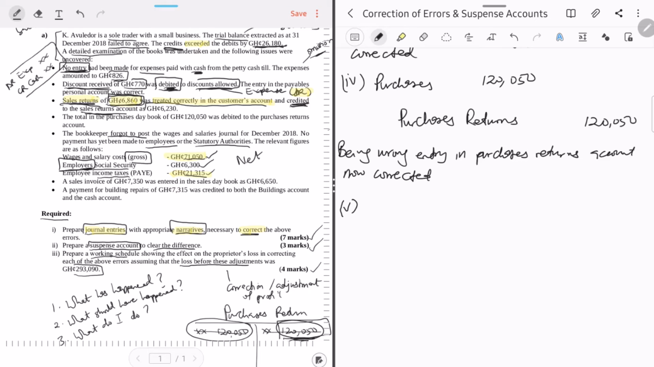Since they have not recorded this at all, our first task would be to make a credit. So we are going to credit the net salary or net wages account, whatever you want to call it, with the difference of 71,050. So take your calculators: 71,050 minus 21,315. That gives me 49,735.